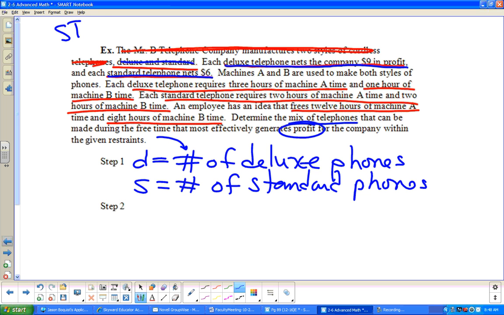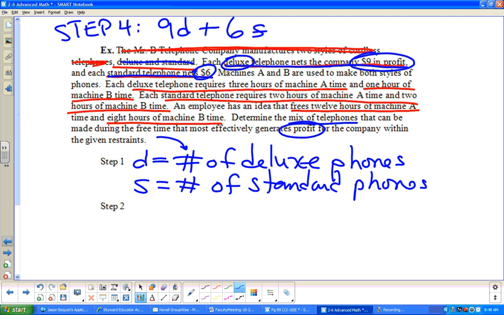So I'm going to write that step 4. You write it where it actually says step 4, but I don't want to keep flipping back and forth, so I'm going to write it right here for now. I'm going to take basically deluxe, and my knowledge of deluxe right now is that it's letter D. I don't know how many there are, but once I figure it out, I'm going to replace D with that number. So we're going to say take D times 9. Why times 9? Because that's how much profit I make on that. And then I'm going to add to that, because I can make profit on standard telephones as well. And how much do I make on each standard? Well, you already told me that's 6, so 6 for each standard.